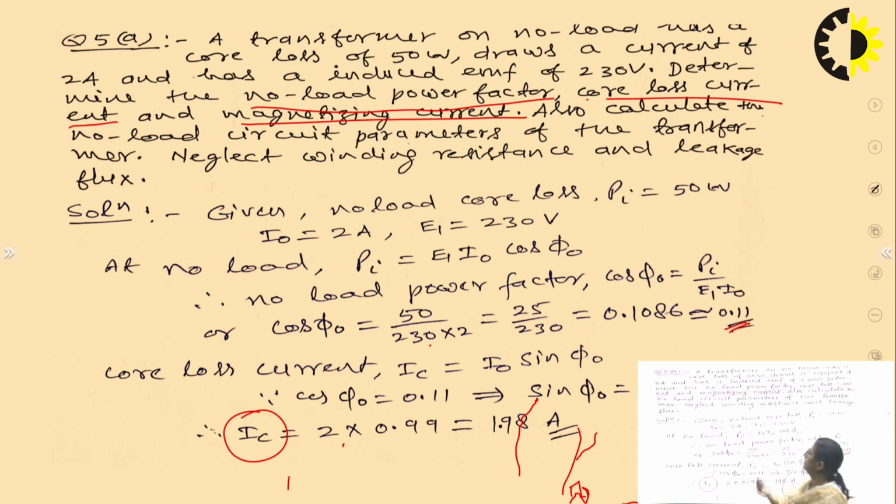Now the question also desires us to calculate the no load circuit parameters of the transformer, neglecting the winding resistance and leakage flux. So what are the no load circuit parameters?